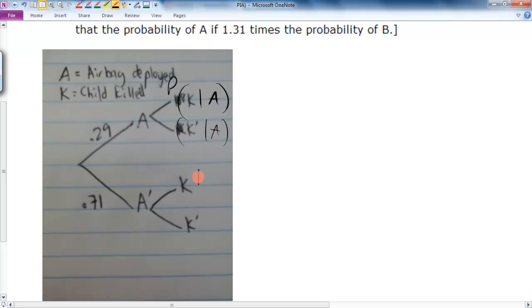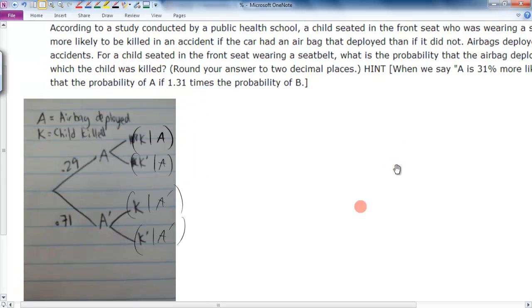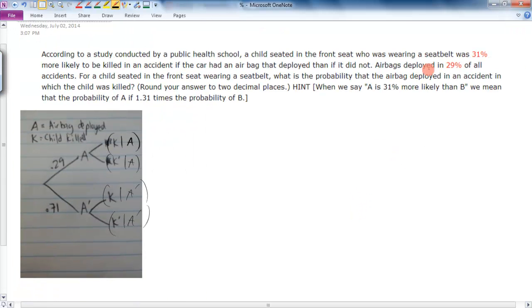That given notation is really important. I think it may be your issue with problem number 2, because you're not using this notation, so you're not thinking fully through what it's saying to you. Nonetheless, this first branch is saying the probability of an airbag deploying is 29%, the probability of an airbag not deploying is 71%, and that matches what the problem is saying. Airbags deploy in 29% of all accidents, so they don't deploy in 71% of all accidents.